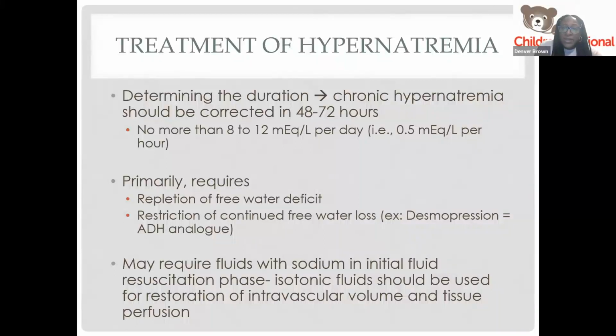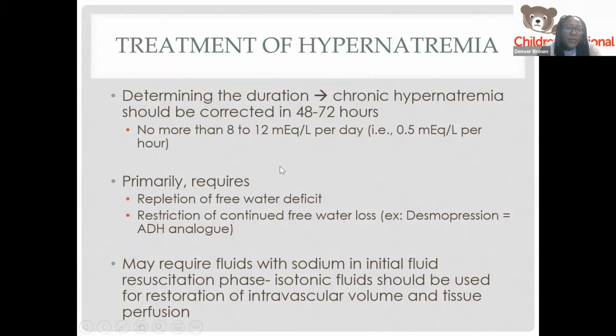Treatment of hypernatremia, again, much like hyponatremia, is dependent on the duration. So chronic hypernatremia should be corrected more slowly, over 48 to 72 hours. Typically, we say 48 hours. You want to lower the serum sodium by no more than 8 to 12 milliequivalents per liter per day, which is equivalent to about 0.5 milliequivalents per liter per hour.